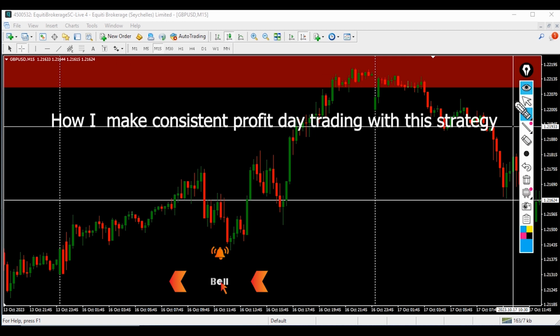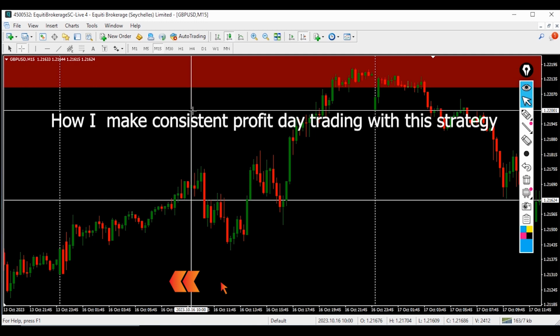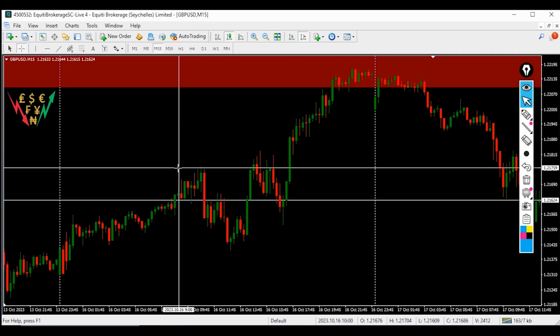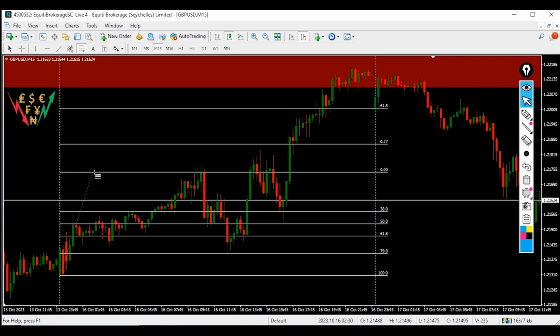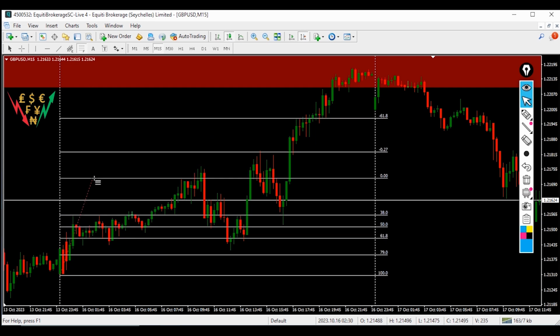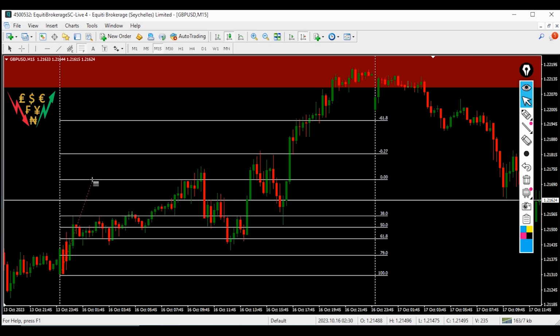Now we have here the beginning of the London session. The London session starts at 10 a.m. chart time, 8 a.m. real time. This was the highest point, and this right here was the lowest point. So I use my Fibonacci tool. I place it from the lowest point right here to the highest point before the London session. So right here, this is what we have.